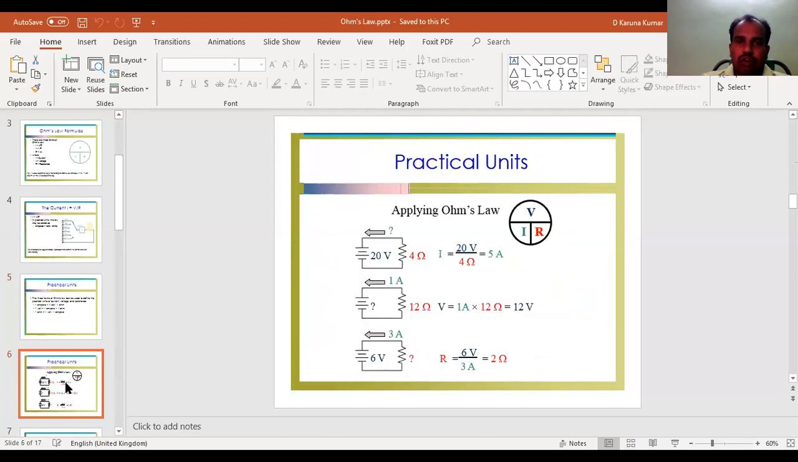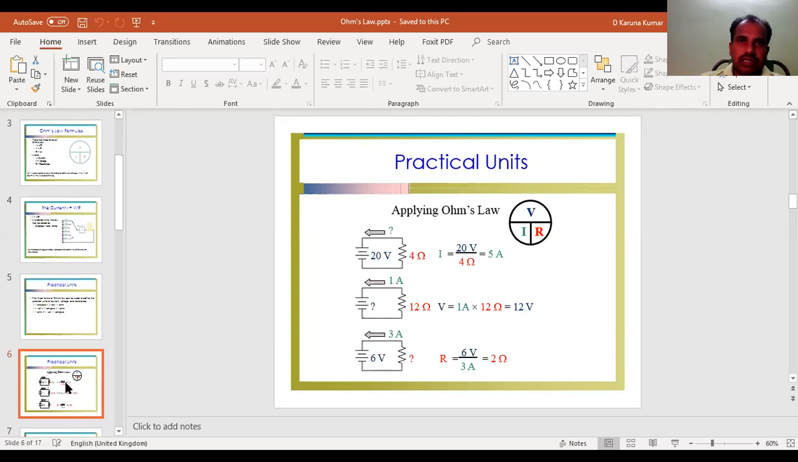For example, applying Ohm's law in electrical circuits, the voltage is 220 volts and the resistance is 4 ohms. To find the current value, current I equal to V by R. So I equal to V, 20 volts, by resistance R, 4 ohms, equal to a current value of 5 amperes. In the second circuit, to find the voltage value, given the current is 1 ampere and the resistance is 12 ohms, voltage V equal to I into R. So I is 1 ampere and R is 12 ohms. So finally the voltage value is 12 volts.